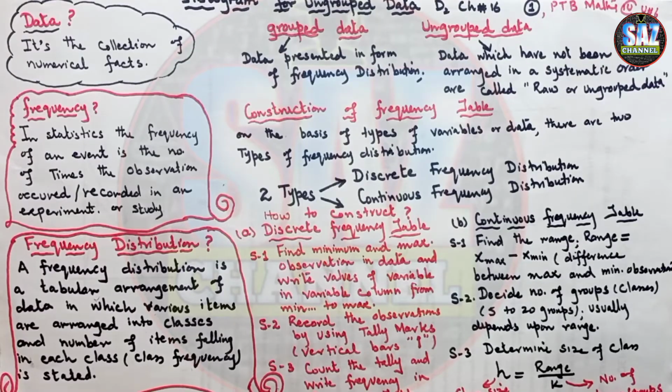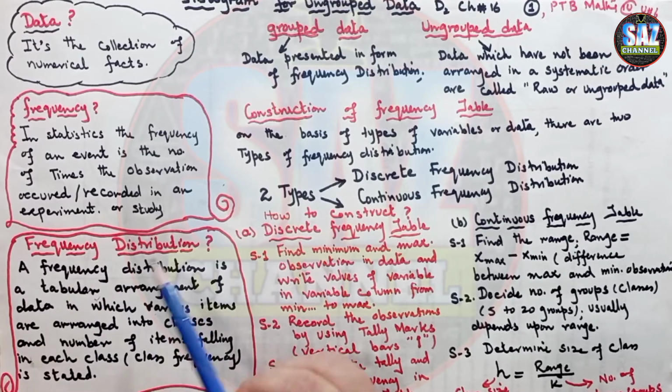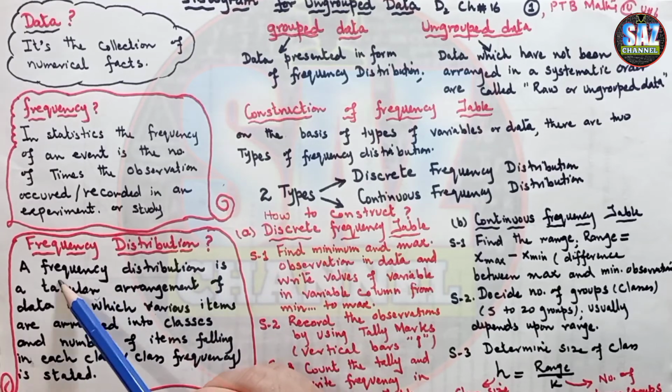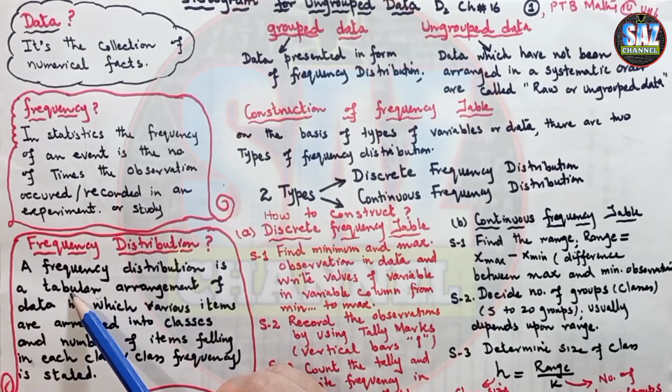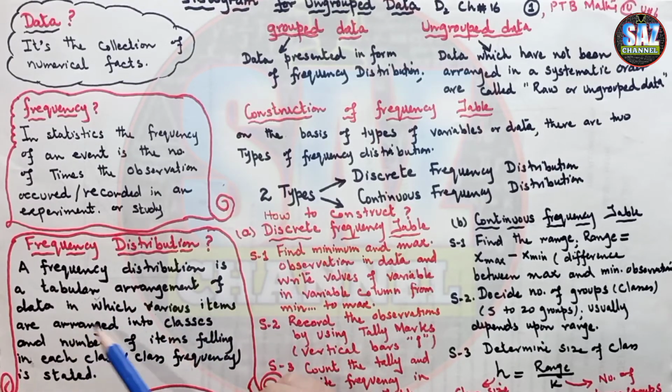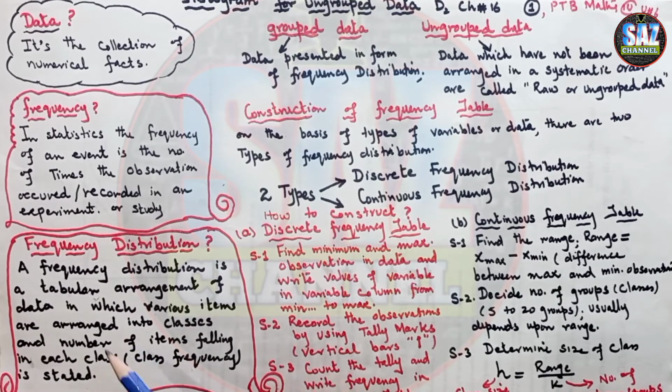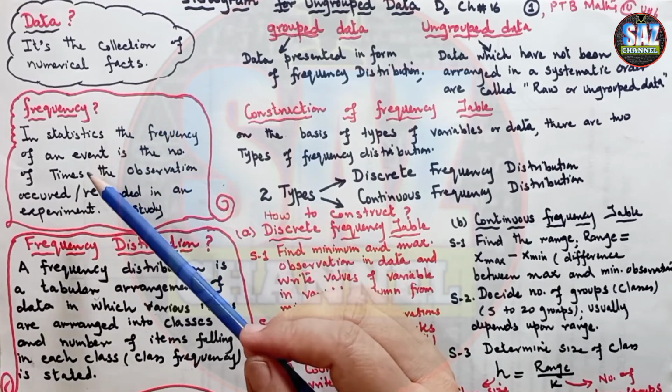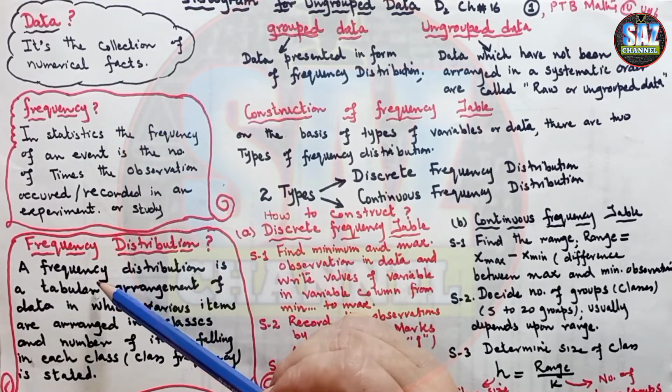Next point that we need to understand is what is frequency distribution. A frequency distribution is the tabular arrangement of the data in which the various items are arranged into classes and the number of items falling in each class, the frequency, is stated. So I hope we are clear about data, frequency and frequency distribution.